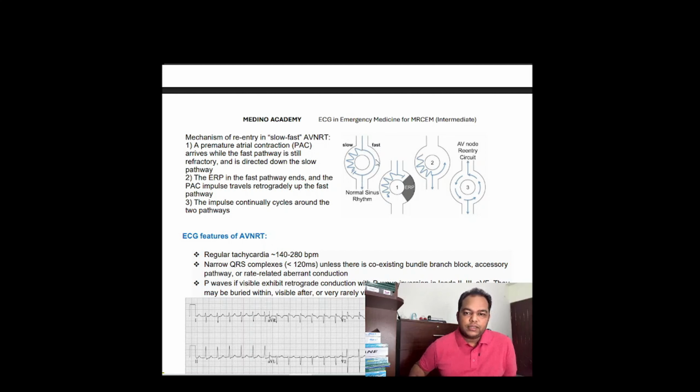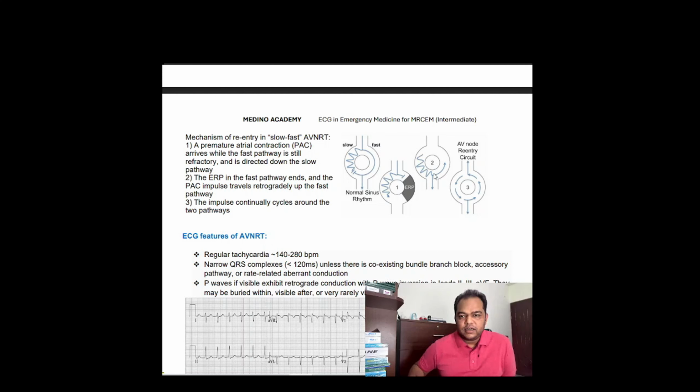After passing one impulse, the fast pathway goes into the ERP stage. That means end repolarization potential stage, and in this stage, this fast pathway is unable to receive another impulse from here. So the second impulse, which reaches here, cannot enter into the fast pathway. It enters into the slow pathway, goes down through this pathway slowly, and eventually reaches here.